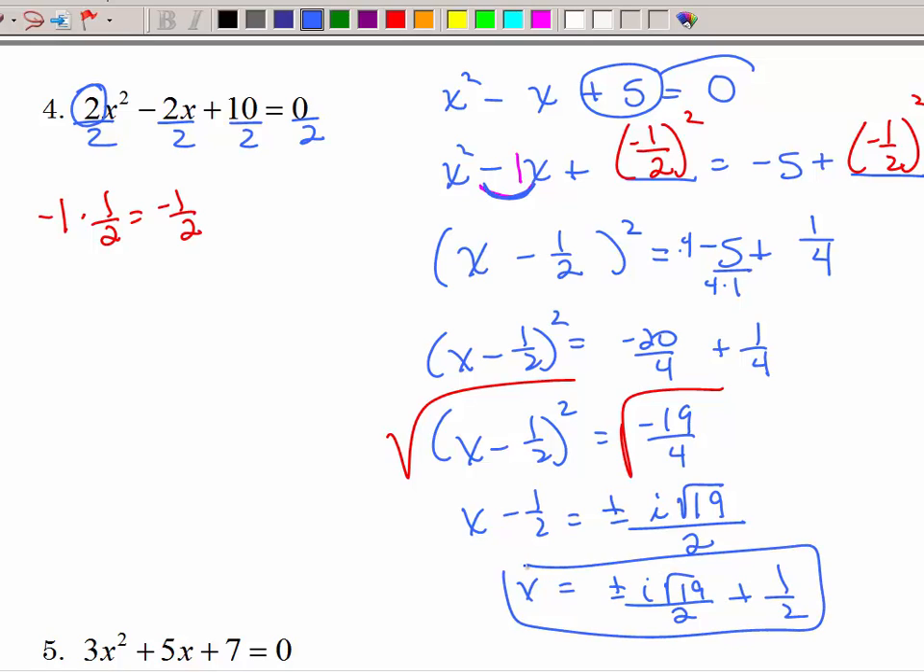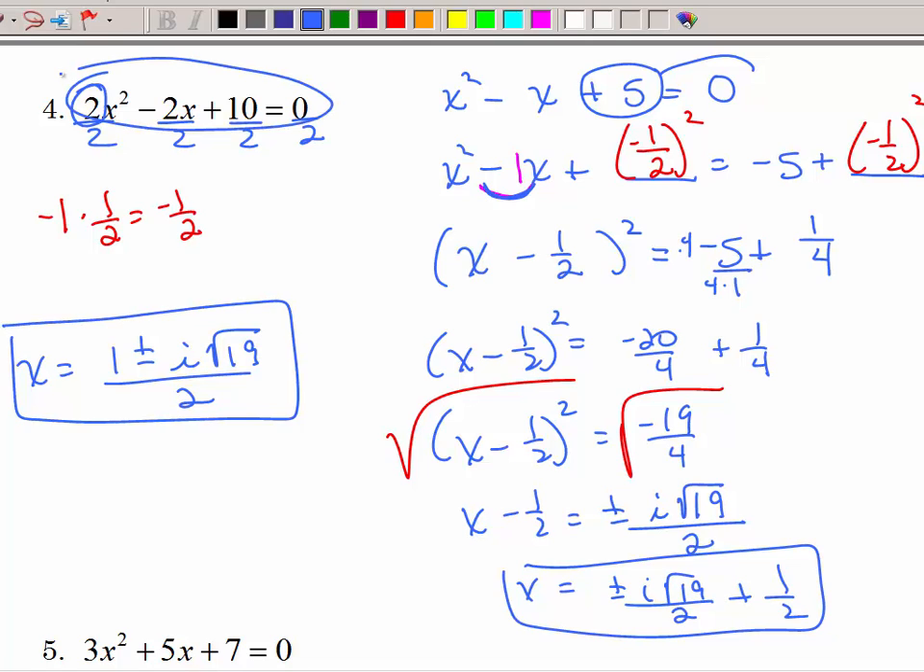So that's a perfectly good way to write the answer, or I could write it as one big fraction like that. How could you check your work? You could work this problem by using the quadratic formula, and you should get the same answer.